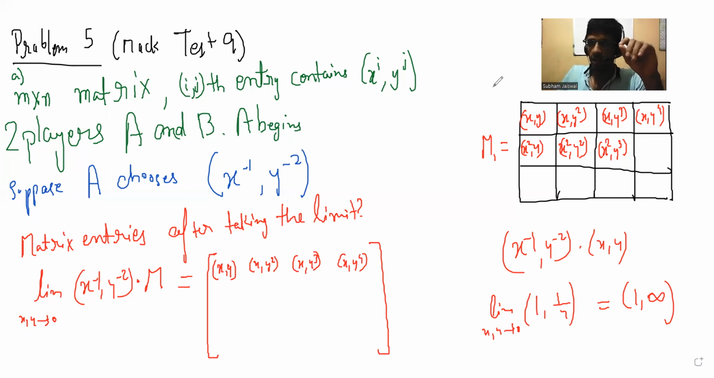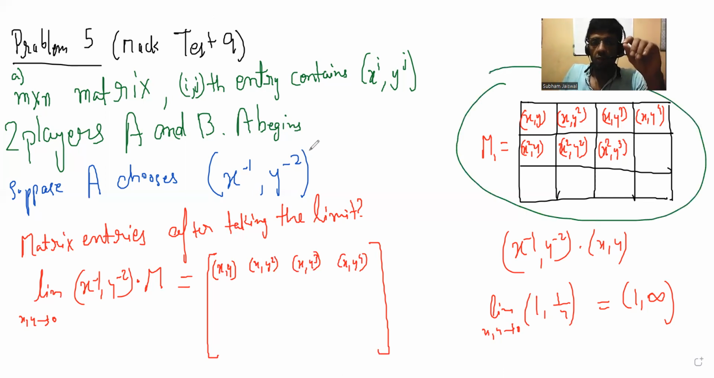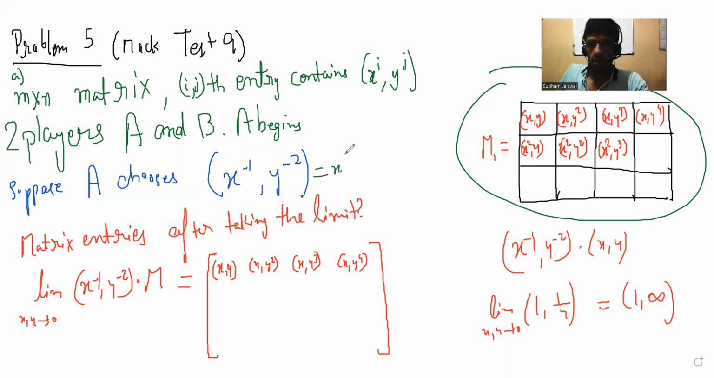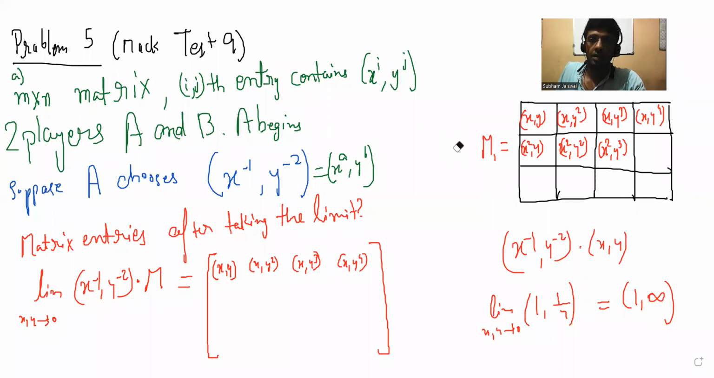So the matrix definition, right? And then we choose at each move, let's say initially, a vector x to the power a, y to the power b. So that's, for example, x to the power -1, y to the power -2. And then what the question wants us to do is to multiply every entry of this matrix by this, right? And take the limit as x and y both go to 0. So if we do this for the entry 1 comma 1, then what happens?